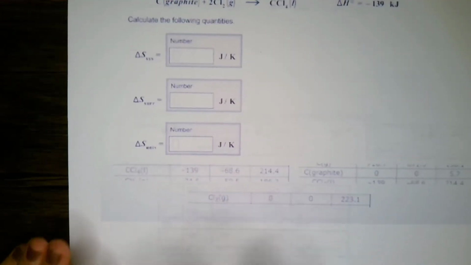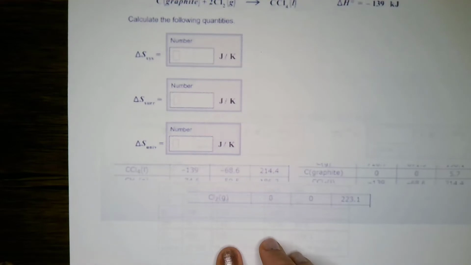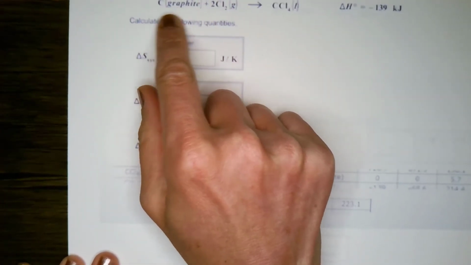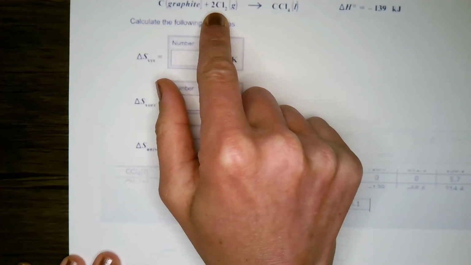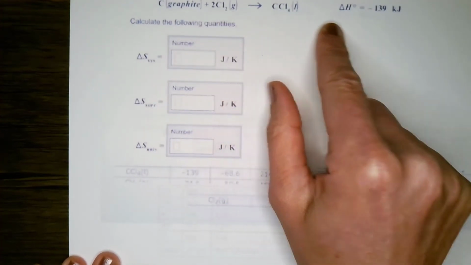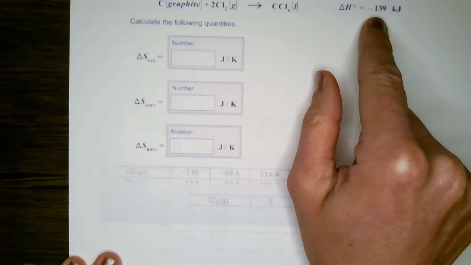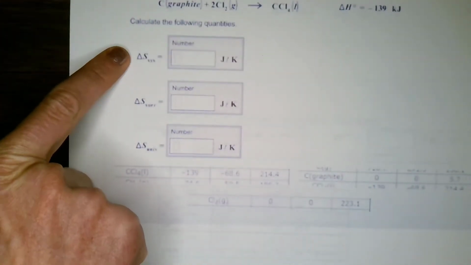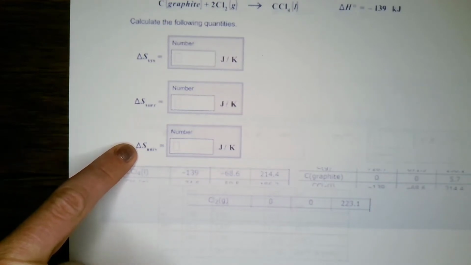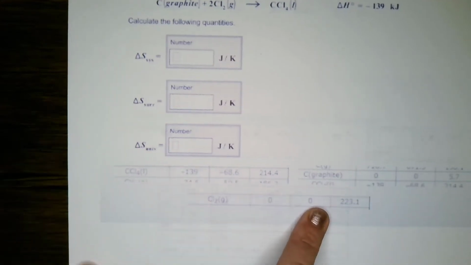I know that was a lot. So I want you to try one on your own. So why don't you pause the video and see if you can consider this reaction going from graphite, carbon graphite, adding chlorine gas to get carbon tetrachloride in liquid form. We're given the delta H of the reaction. Can you find the entropy of the system, the entropy of the surroundings, and the entropy of the universe given this data here? So pause the video and let's see what you can get.